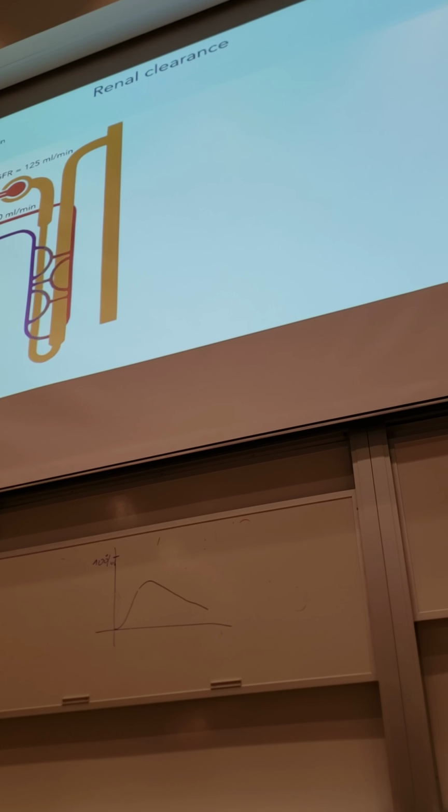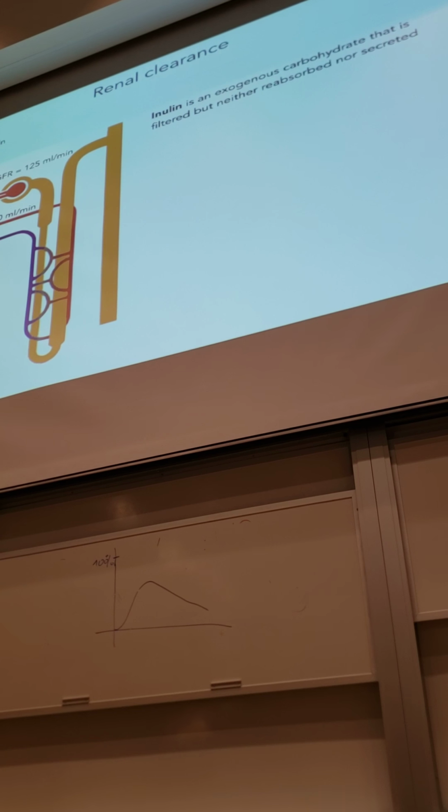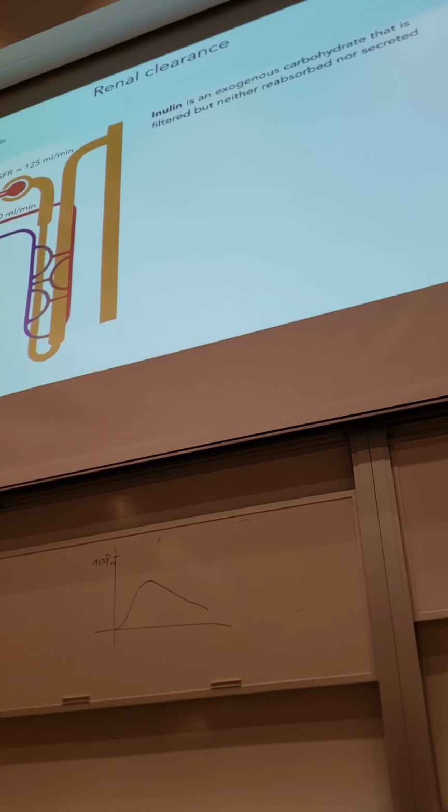Okay. So the way that we can do this is we have a substance called inulin. And yes, it looks like insulin, but it's inulin. It's an exogenous carbohydrate. What do we mean that it's exogenous? You don't make it. It's not found in our body normally, right? So we can inject a patient with this, and it's something that our body doesn't break down, right?